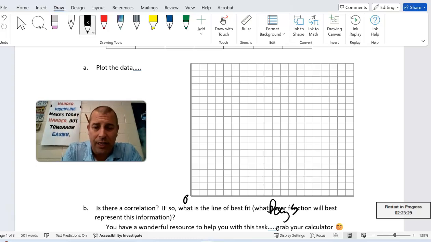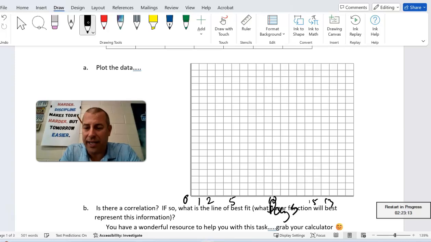So we got our 0 down here. So I could do a 1, 2, 3, 4, 5, 6, 7, 8, 9, 10, 11, 12, 13, 14, 15, 16, and then there's my 17 because that's my highest number. And then when we look up the side there for the Y's, where we're talking about the sit-ups, we're going from 30 up to 250.